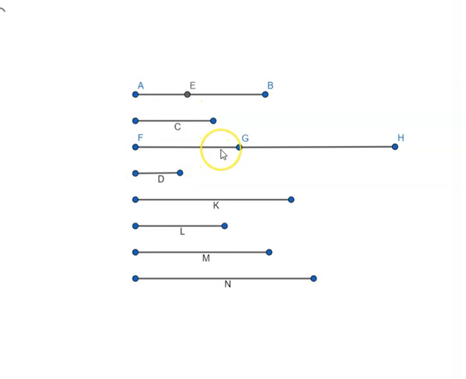FG we have taken, which is some multiple of AE. But FG is greater than D. And GH we have taken the same multiple of EB that FG is of AE. Now we take another magnitude K, which is a multiple of C, the same multiple of C that FG is of AE.